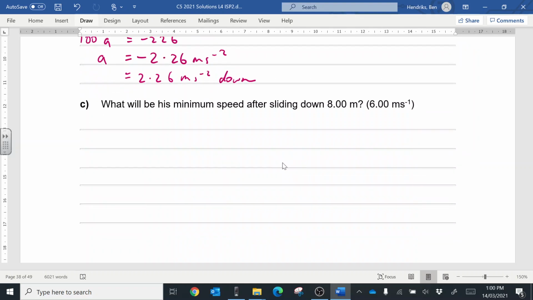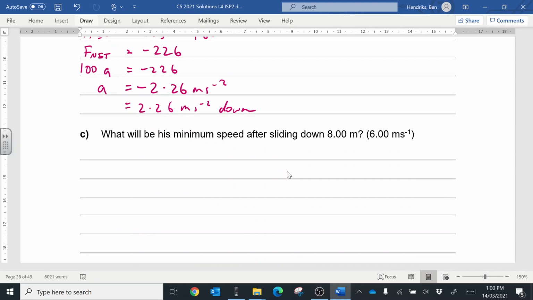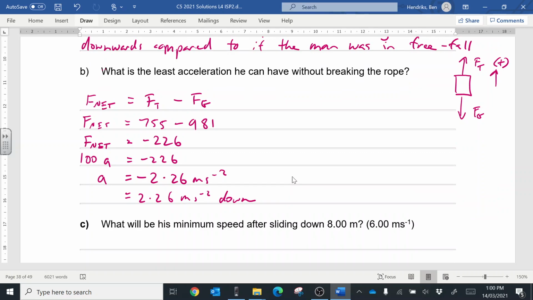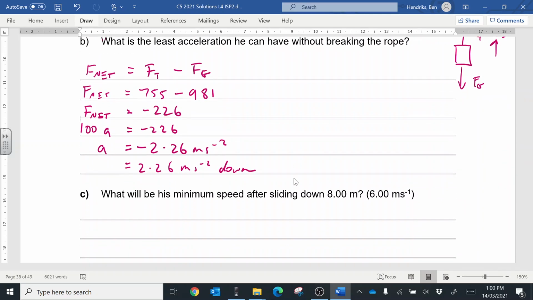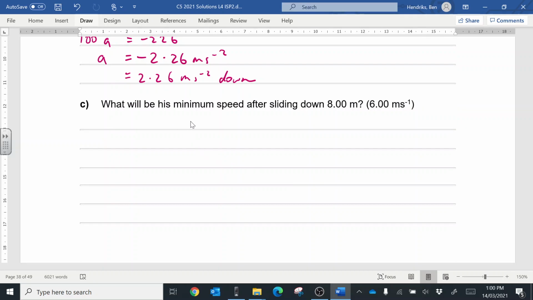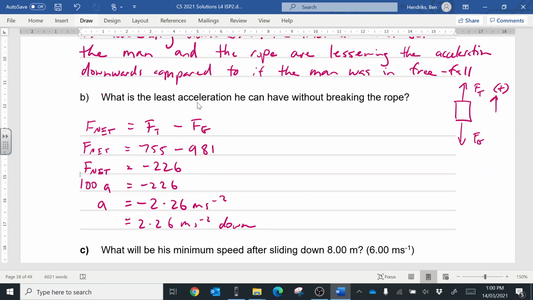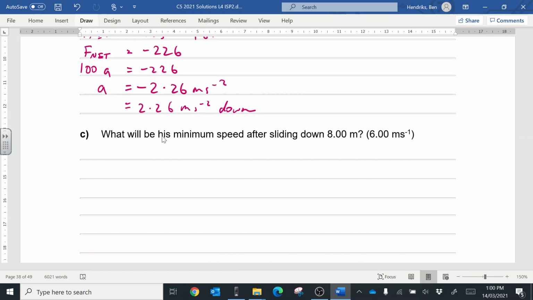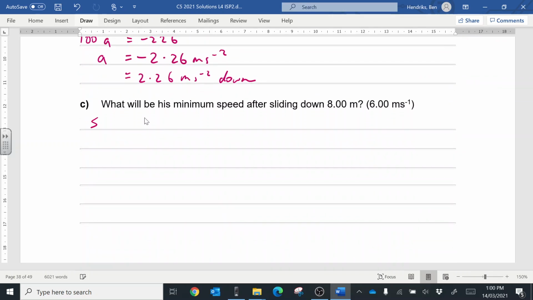What will be his minimum speed after sliding down 8 meters? Assuming his minimum speed, that would be according to the least acceleration. So we have to use the acceleration we just calculated, with S, U, V, A and T. S is 8.00. U, and I think this is just the answer. They've actually given us the answer, which is nice of them.